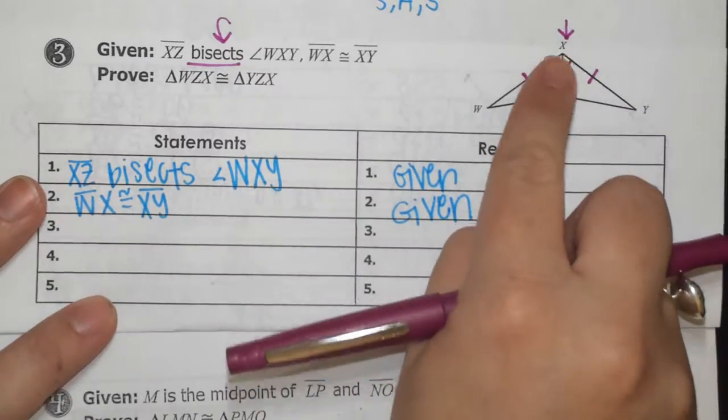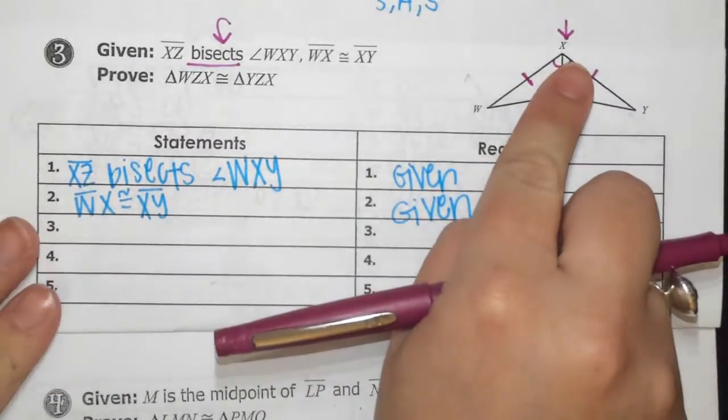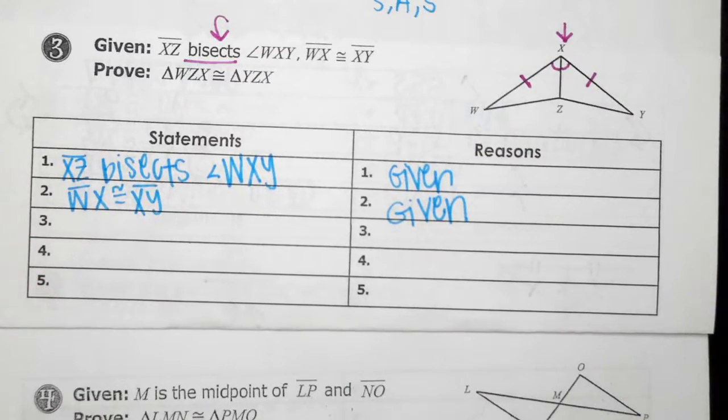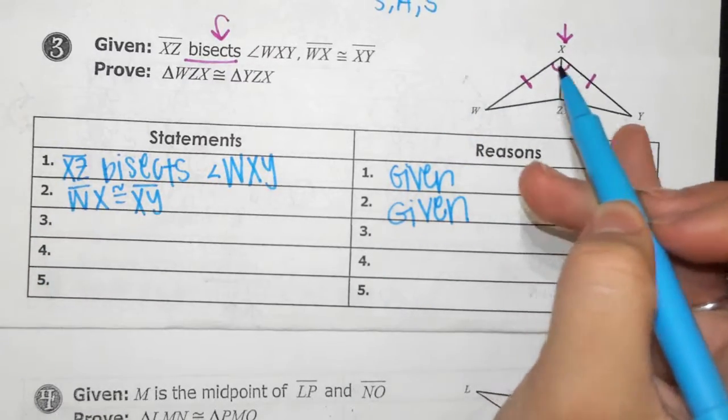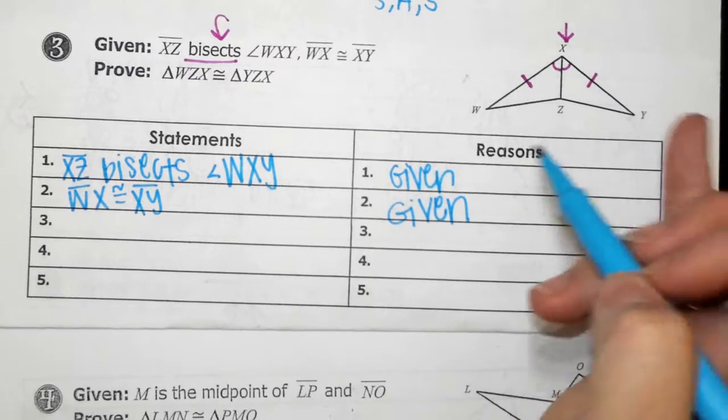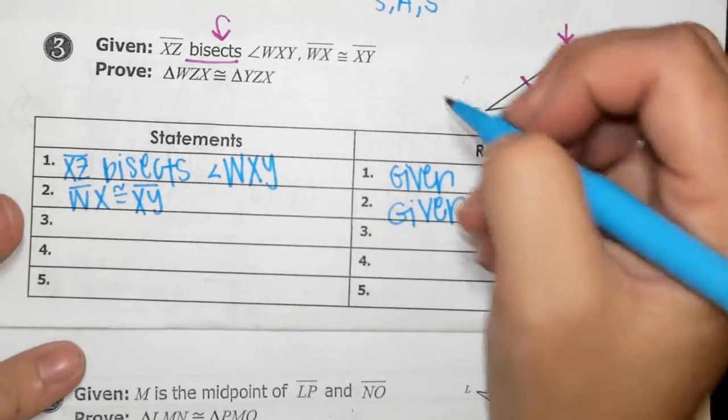Do you think I'm going to have to write what I just did? Yes. So you have to write this angle is congruent to this angle. But be careful. You can't just write X is congruent to X. Why? There's two parts to this angle. Okay? So here's how we write it.